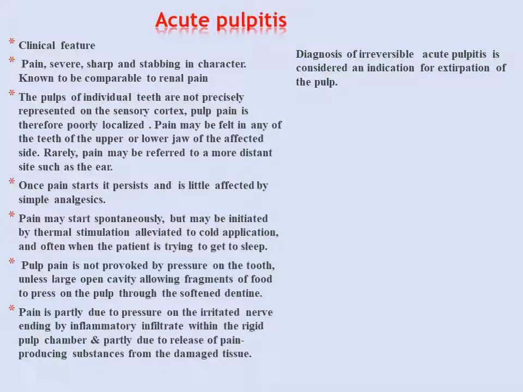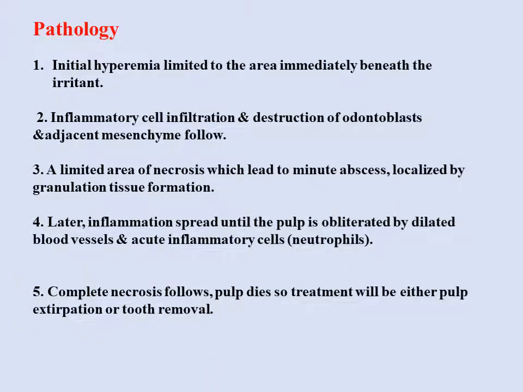The treatment of irreversible acute pulpitis is extirpation of the pulp, or root canal treatment, or extraction of the tooth. In histopathology, we will see an area of hyperemia which is immediately beneath the irritant. We see inflammatory cell infiltration with destruction of odontoblasts. If you remember, we said that in reversible pulpitis the odontoblast layer is intact. In irreversible pulpitis, we will see destruction of the odontoblast layer.